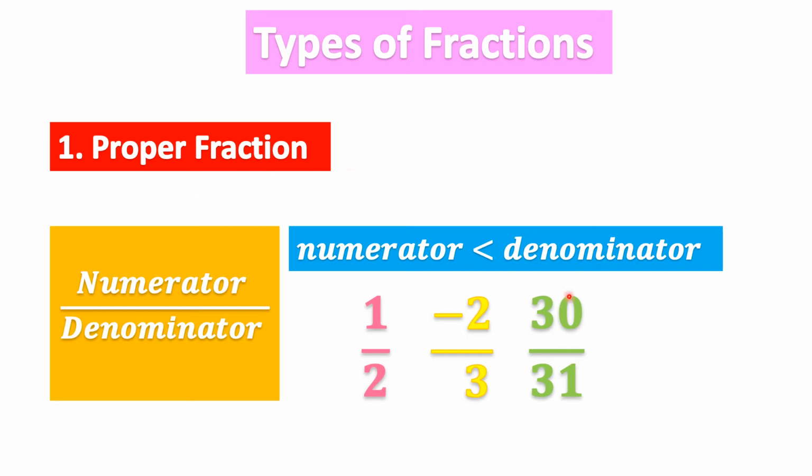Now another example, 30 by 31. So you can clearly see that 30 is less than 31. 30 is a smaller number than 31.